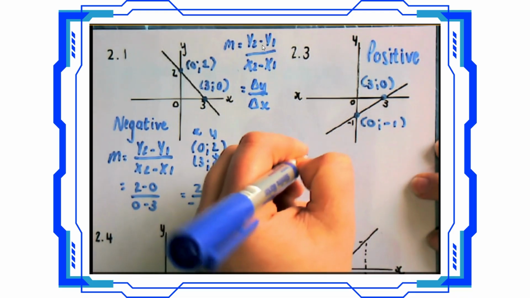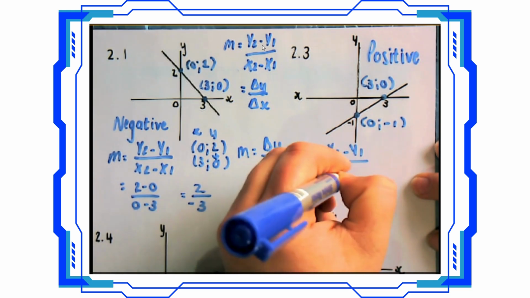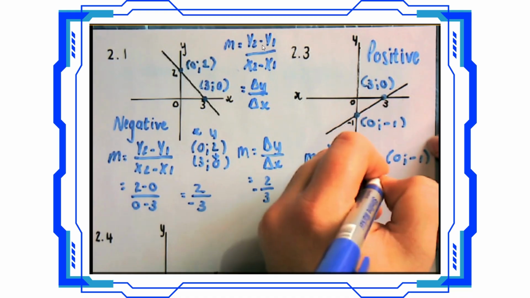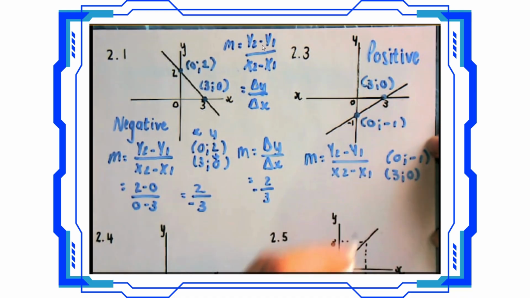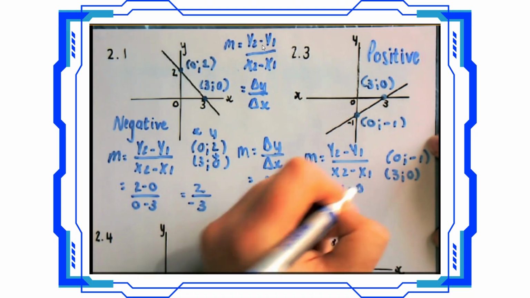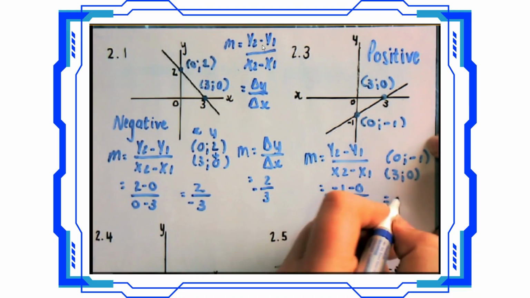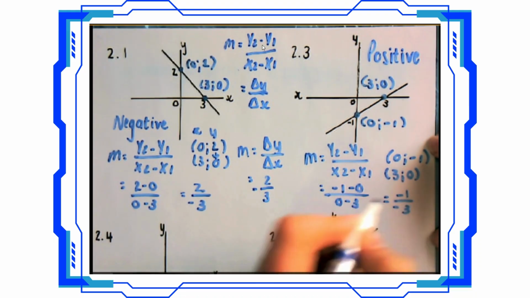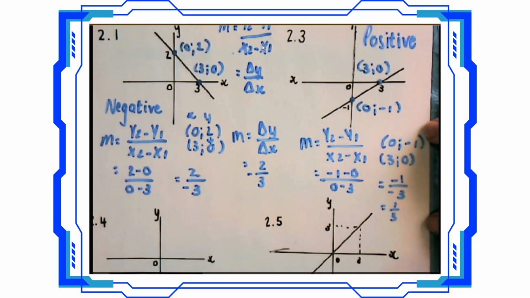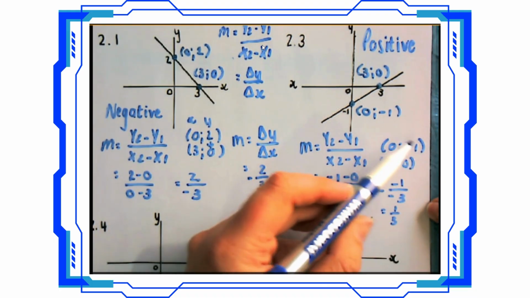Okay, then I write down my formula and the 2 points. Remember, I can put anyone at the top, anyone at the bottom, it doesn't matter, you're going to get the same answer. Okay, so it's going to be negative 1 minus 0 over 0 minus 3, which gives me negative 1 over negative 3, and it gives me 1 over 3. Okay, so for this one, if that one was at the bottom, I would have to put that in brackets.